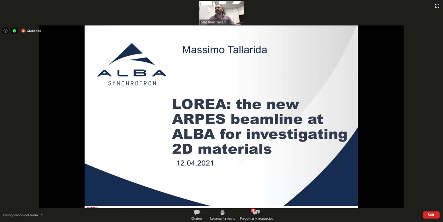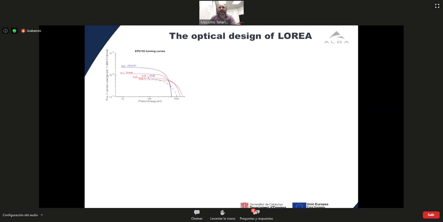Okay, I will try to be very fast also, to try to recover a little bit of time. So this is mostly to show you the beamline that we are constructing and commissioning.